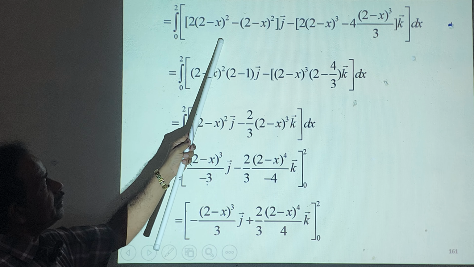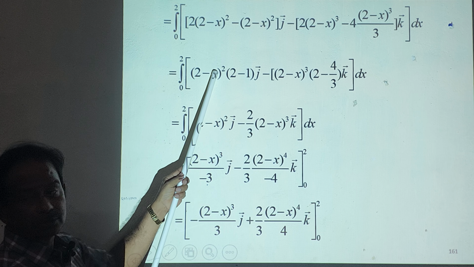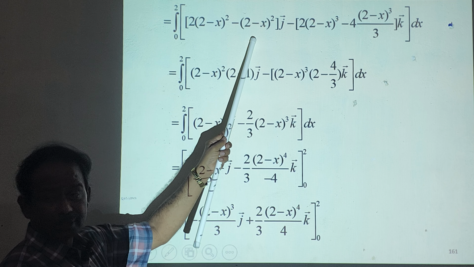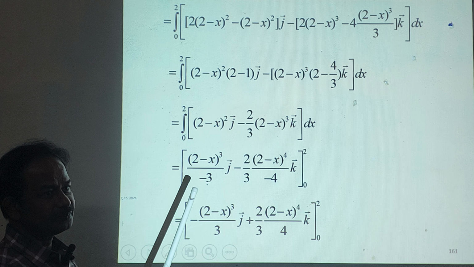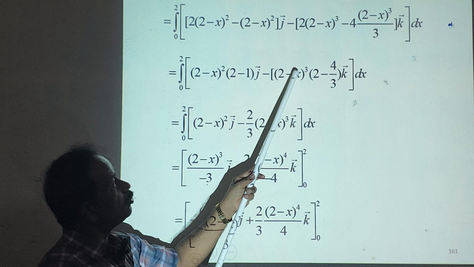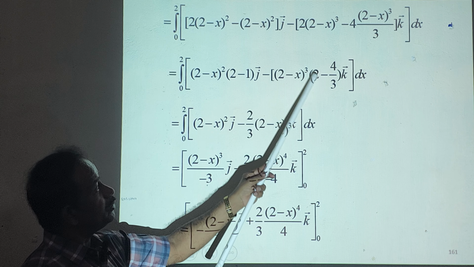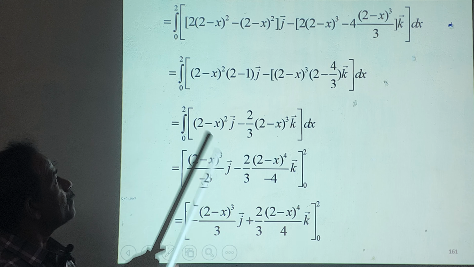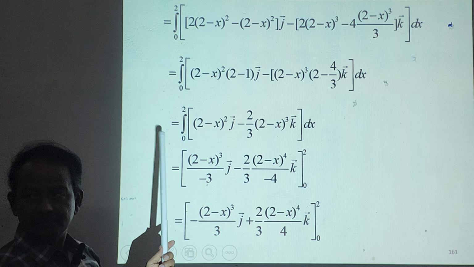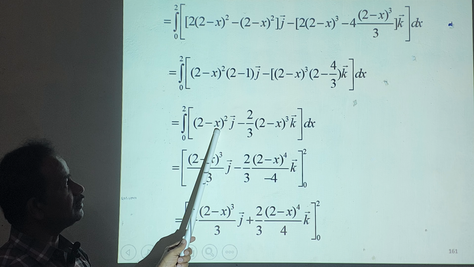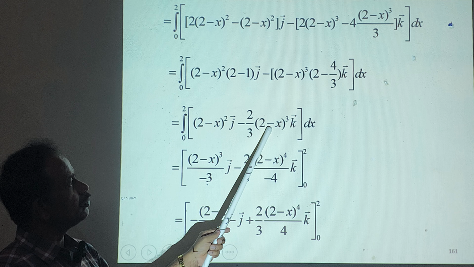Okay, I have written the same thing here. I have pulled 2 minus x whole squared out. Remaining term will be 2, and this one is 1, so minus 1. Is it okay? And here 2 minus x whole cube common. The remaining term will be 2, and here the remaining term will be minus 4 by 3. So we have 2 minus 1, that will give you 1. So 1 times 2 minus x whole squared as it is. 2 minus x whole cube is there.